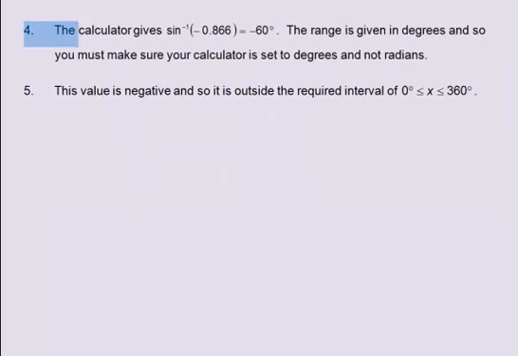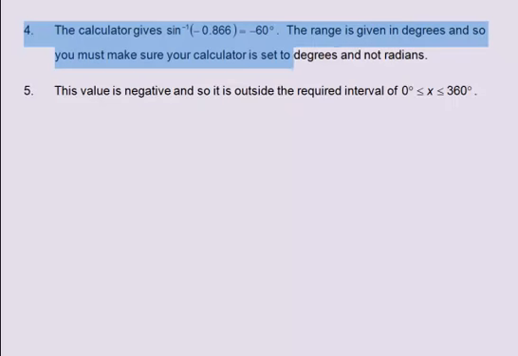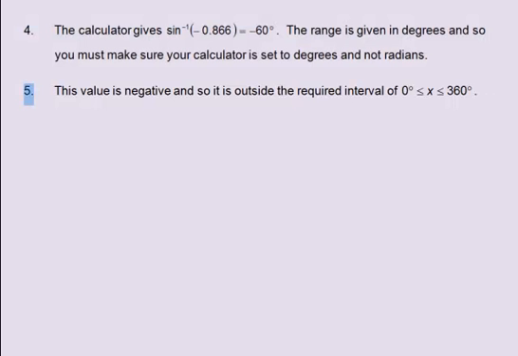4. The calculator gives inverse sine of minus 0.866 equals minus 60 degrees. The range is given in degrees, and so you must make sure your calculator is set to degrees and not radians. 5. This value is negative, and so it is outside the required interval of x greater than or equal to 0 degrees, but less than or equal to 360 degrees.